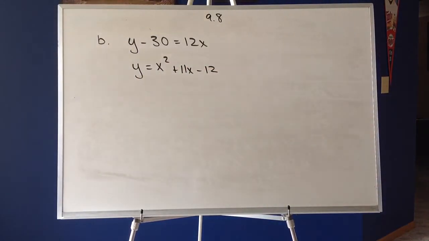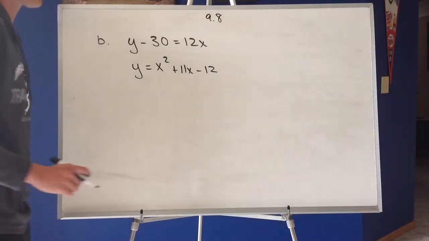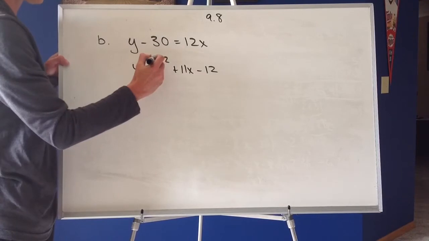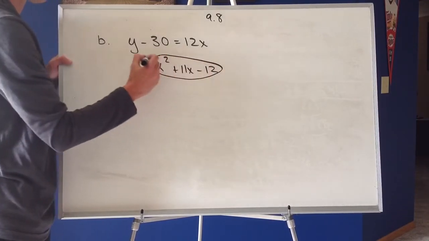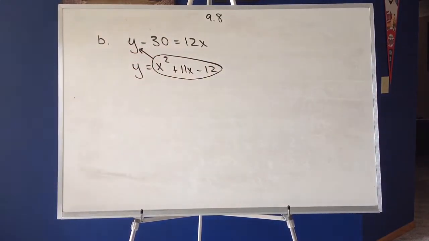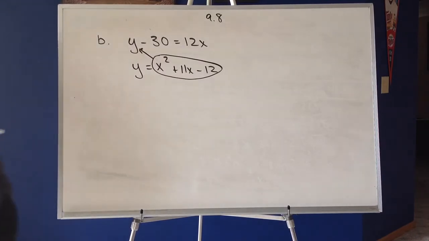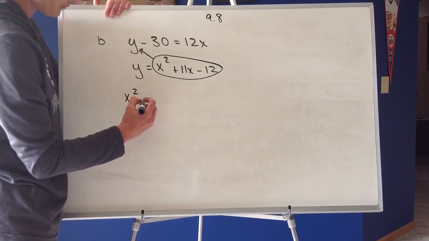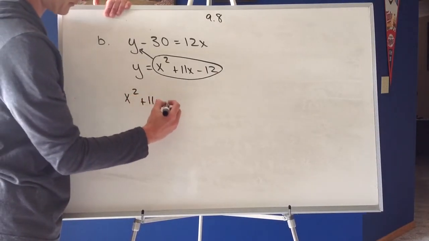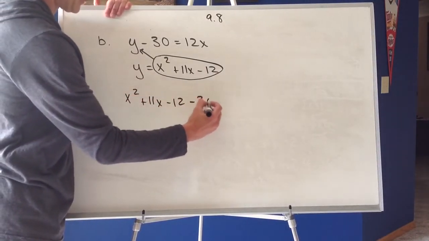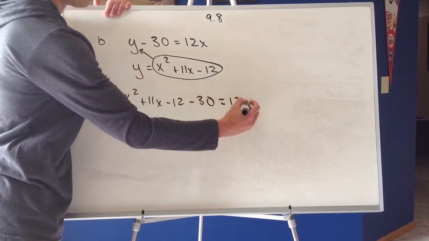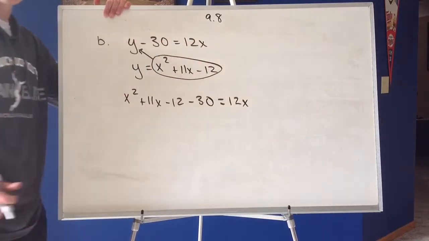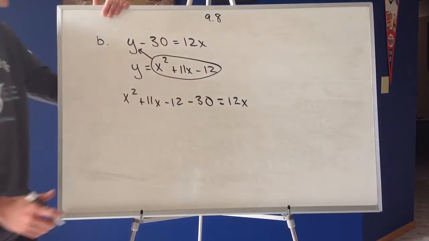On these ones you'll notice only one of them is y equals. This one is y equals, this one's not. So that means this is the one I have to substitute. If it's not y equals, I cannot circle it and substitute it. So we'll end up with x squared plus 11x minus 12 minus 30 equals 12x. So again, just replace the y with this whole thing. The rest of it's going to stay the same for us.